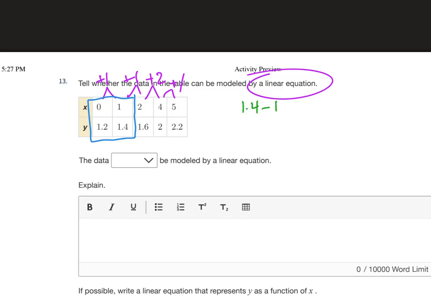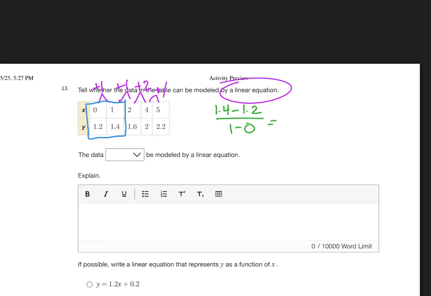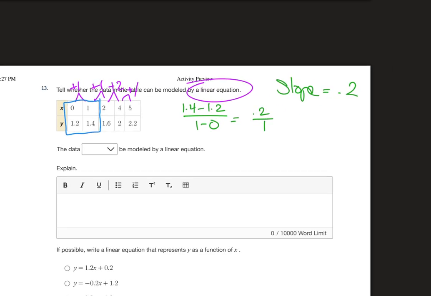y2 minus y1 over x2 minus x1, okay? So what's happening is we get 0.2 over 1, so our slope is 0.2. Or I guess we could leave it like this, so this is the change in y over the change in x. So as y goes up by 0.2, x increases by 1, okay?